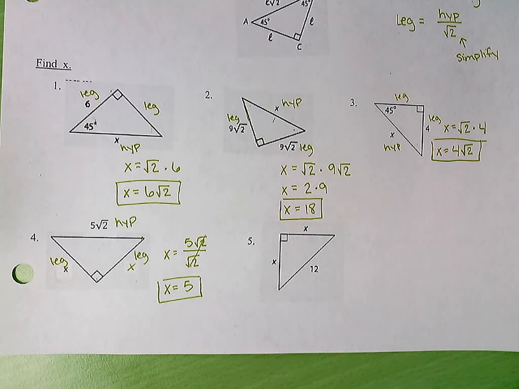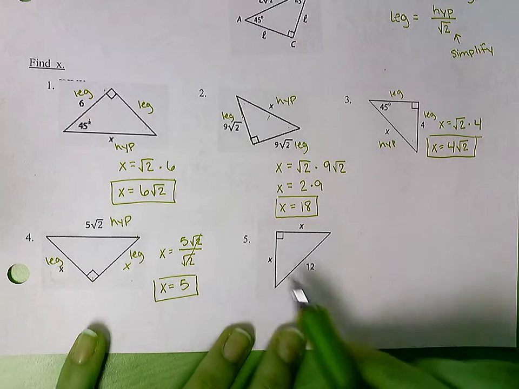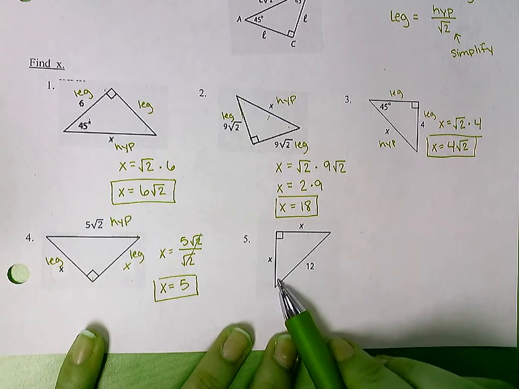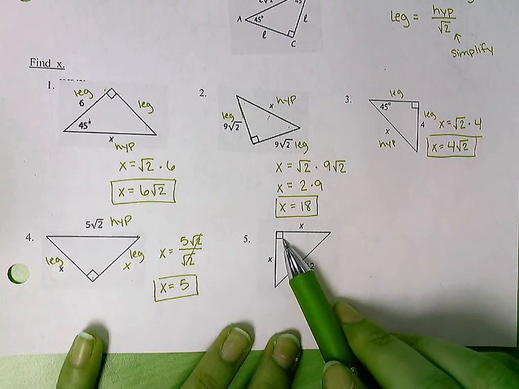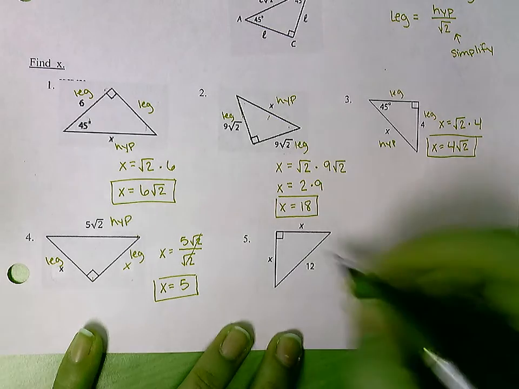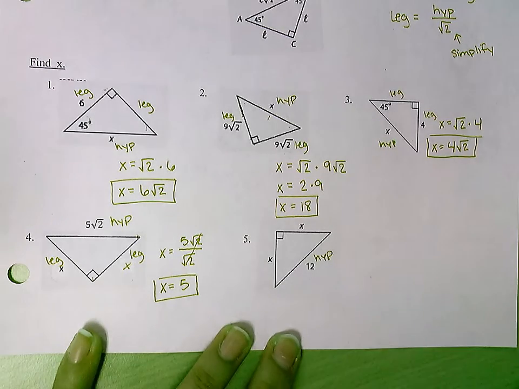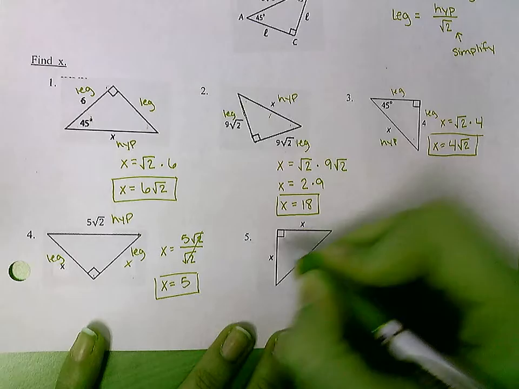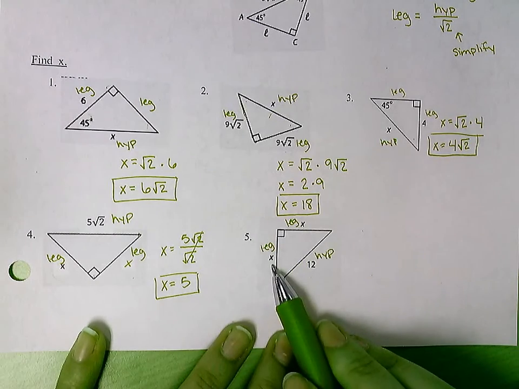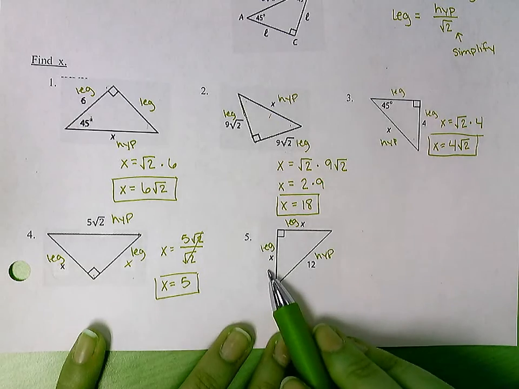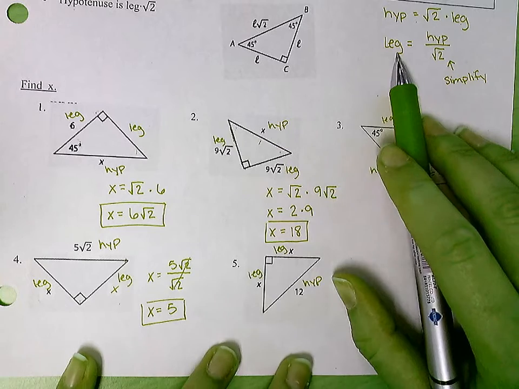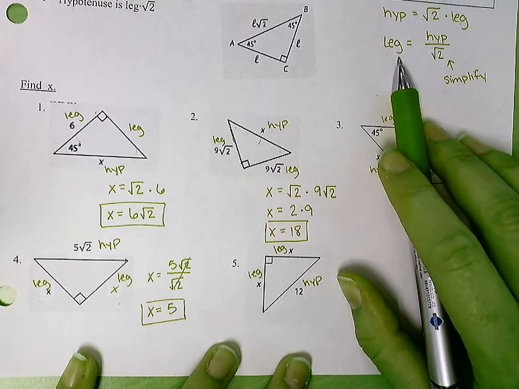In number 5, again, I have two x values here. They're the same. So this is a 45, 45, 90 right triangle. Opposite the 90-degree angle is your hypotenuse. The other two sides are your legs. So again, x is a leg, so I'm finding a leg, so I'm going to use this equation here and plug in what I know.